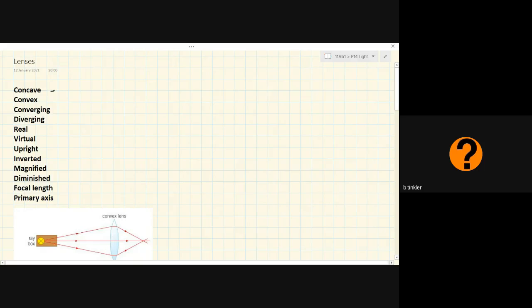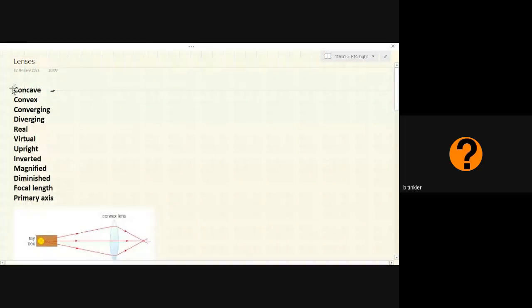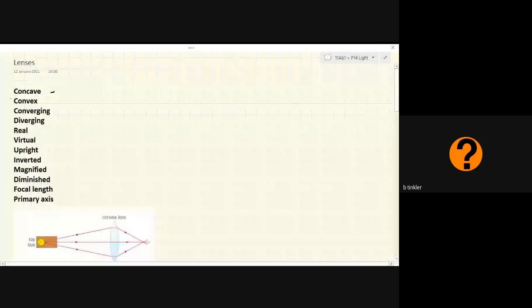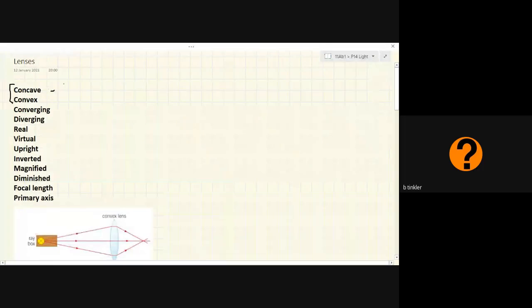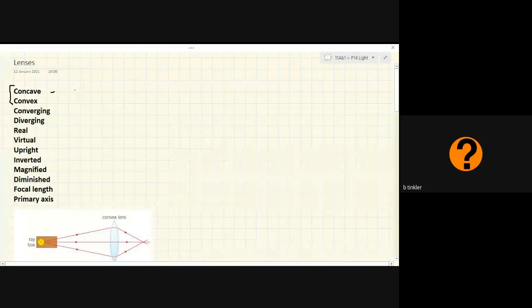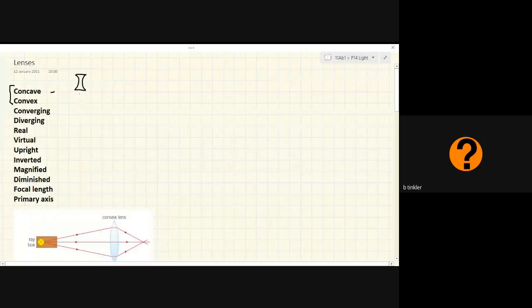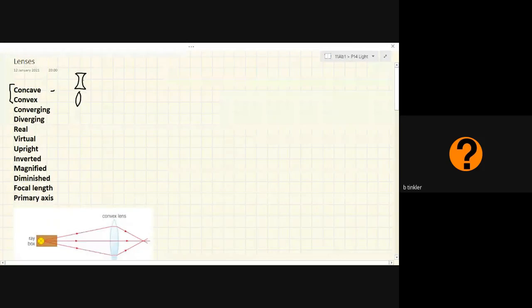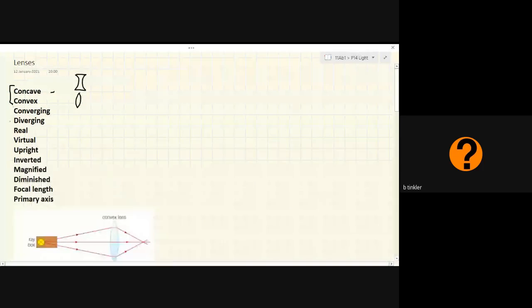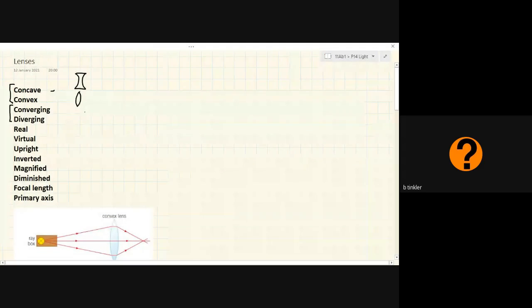They're kind of in pairs. So when we're talking about lenses, they can be concave or convex. Okay, think a cave goes inwards. There's a concave lens, and the opposite of concave is convex. Okay, so we've got two types of lenses, one that gets narrower towards the middle and one that gets fatter towards the middle. And those match up with these two words here, converging and diverging.